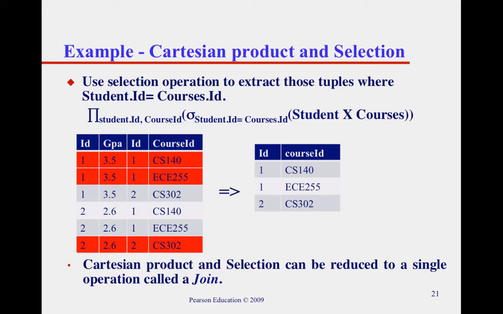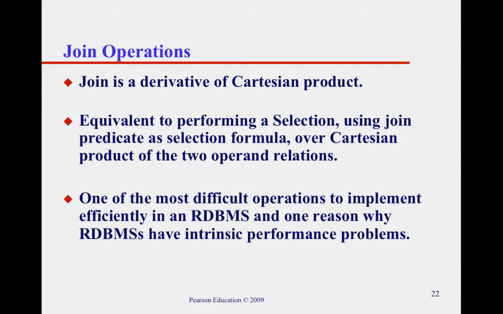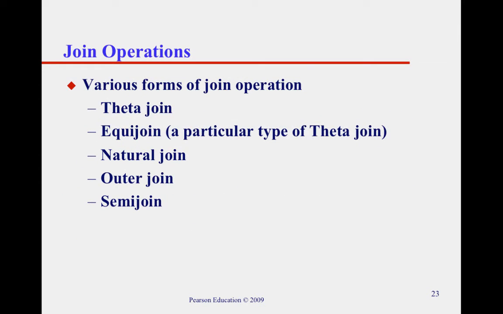So it's so important, joins, that they came up with a special symbol for them. Now, joins were one of the most difficult operations to implement efficiently, and that's why in the 1980s it took a while for relational databases to be adopted, because it took researchers a number of years, almost a decade really, to develop optimization algorithms that would efficiently implement joins.